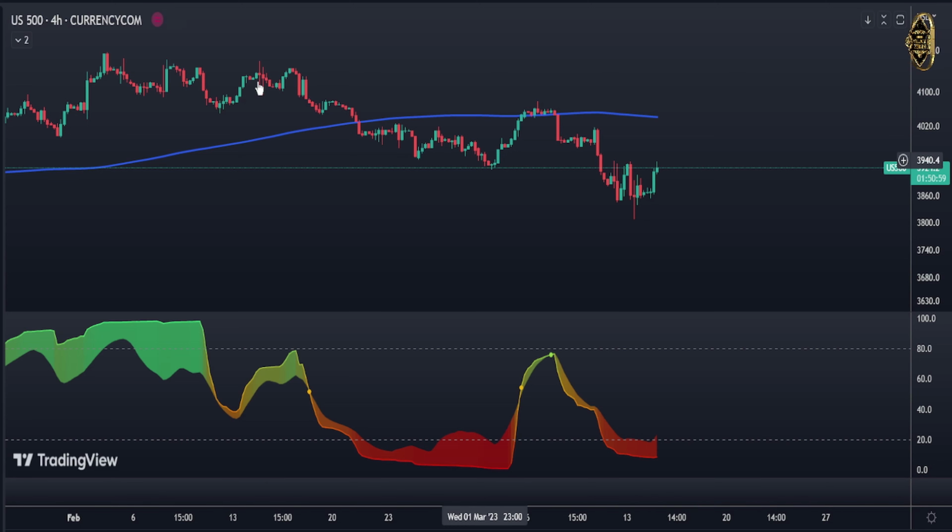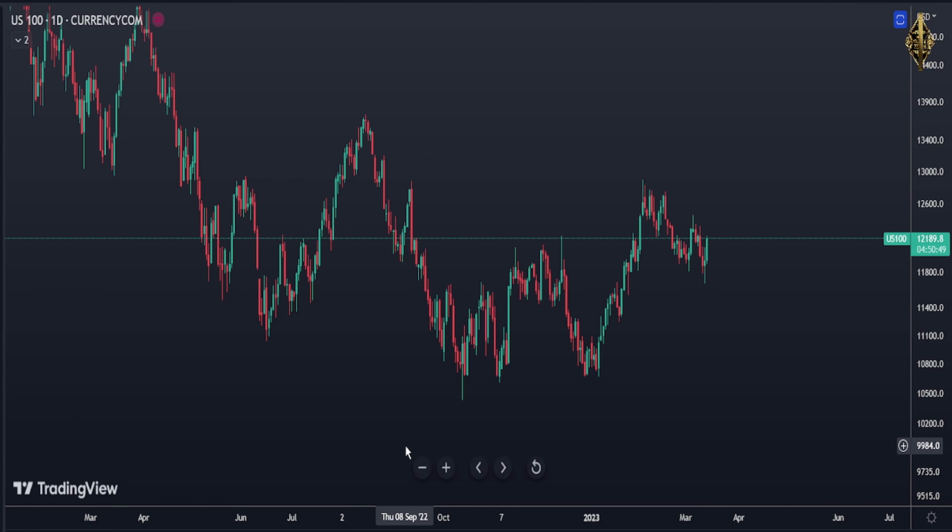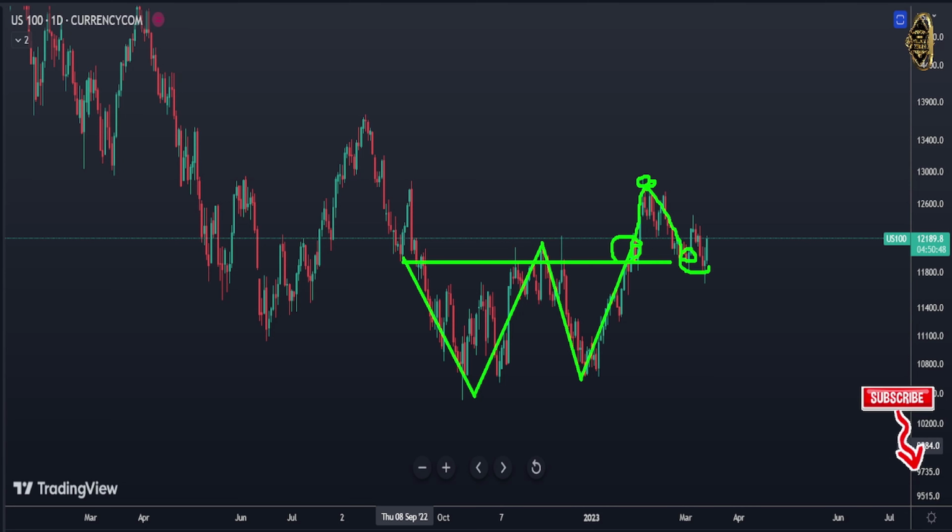Now let's see the Nasdaq 100 today. So it's going there. Here we are in the Nasdaq 100. Remember when I put that video for you, we had a very nice double bottom here in the daily. It broke at this level, the market went up till here, and now it's going back to test it again.